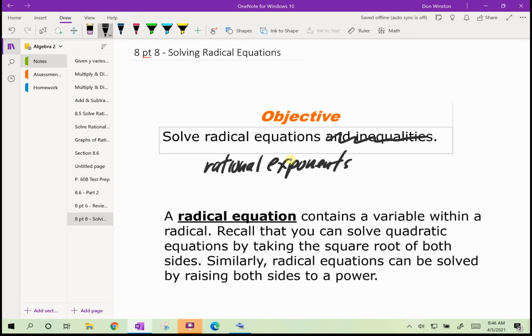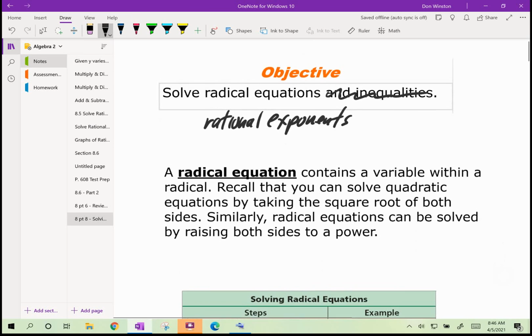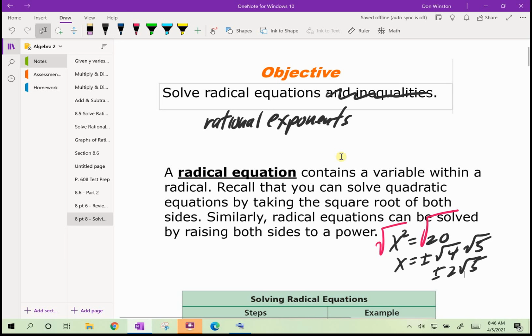Okay, so let's look at this. A radical equation contains a variable within a radical. Recall that you can solve quadratic equations by taking the square root of both sides. For example, if you had x squared equals 20, if you take the square root of both sides, you would get x is equal to plus or minus the square root of 20, which is the square root of 4 times the square root of 5, and that will give you plus or minus 2 root 5. So recall you can solve quadratic equations by taking the square root of both sides.